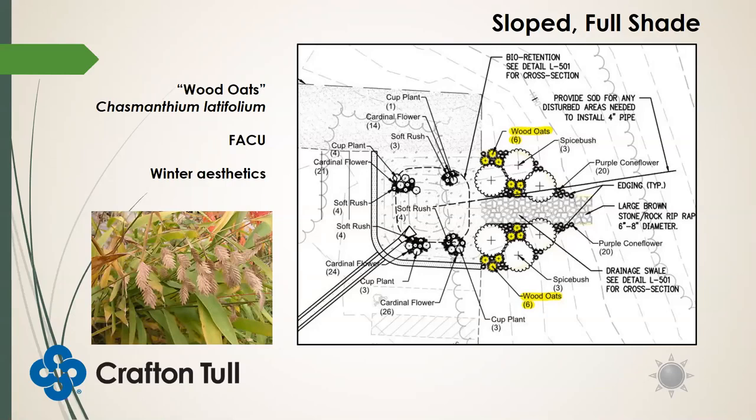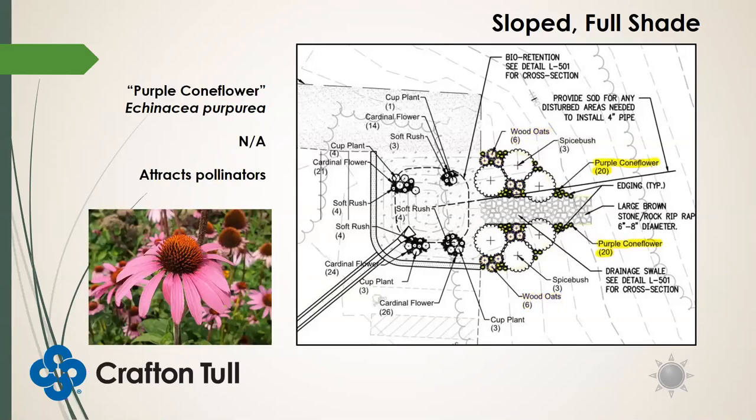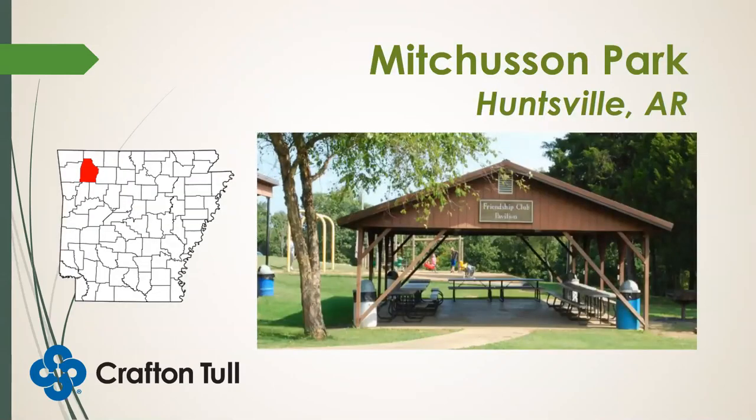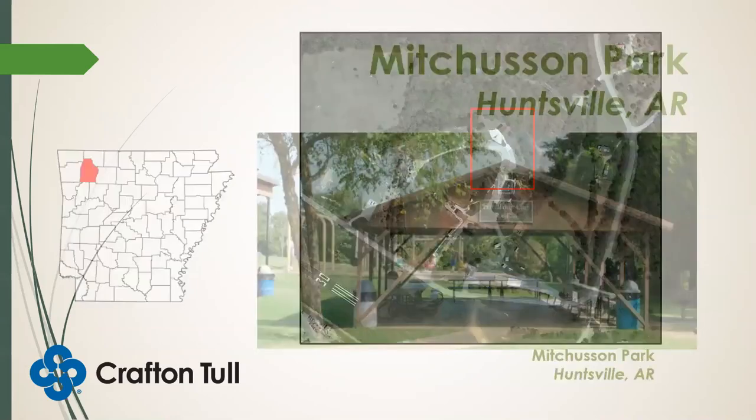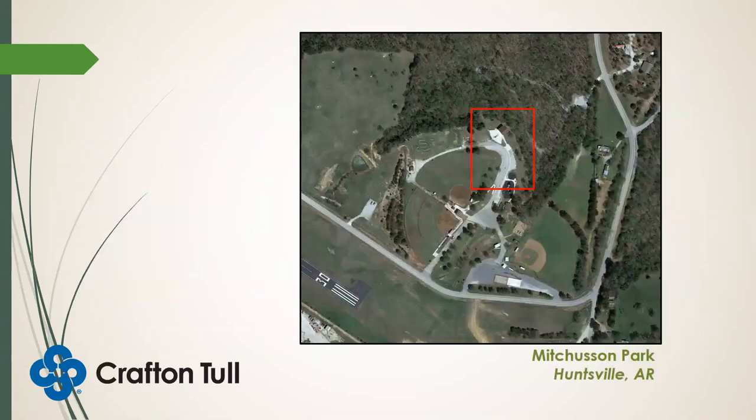Purple coneflower, Echinacea purpurea, another great one for pollinators, is a butterfly magnet. And our final parking lot I'm going to go over is at Mitchison Park in Huntsville, which is located in Madison County. Here is an aerial photograph of Mitchison Park in a box around the section where our project is located.